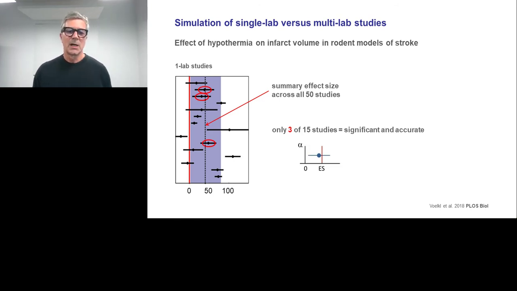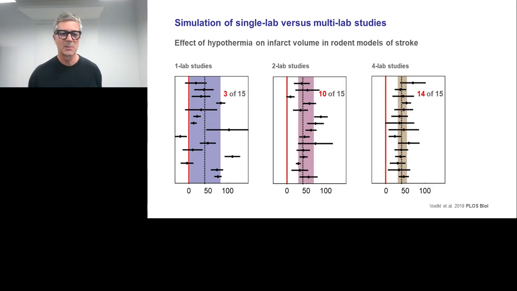We then looked for the proportion of studies that found a significant effect and an effect that accurately represents that summary effect. By significant, we mean that the confidence interval doesn't overlap with the 0 line. And with accurate, we mean that the confidence interval of the study overlaps with the summary effect size. So as you can see from these 50 single lab studies, there were only 3 that yielded significant and accurate effect size estimates.